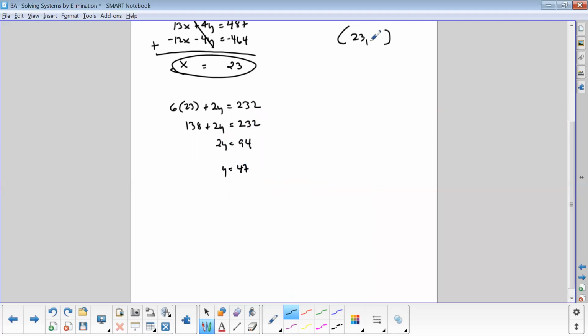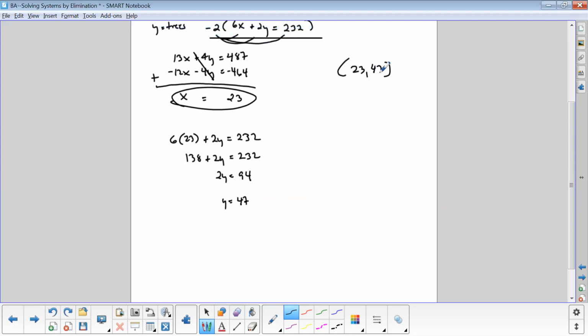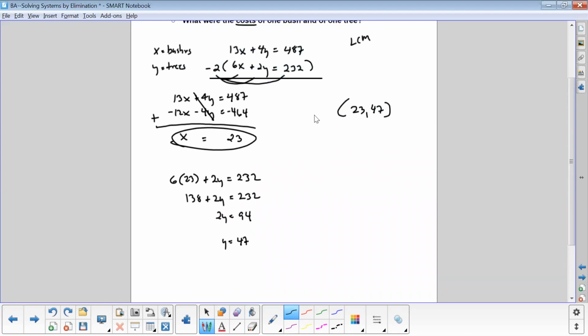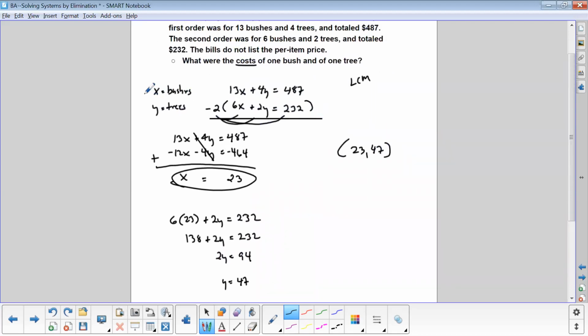So up here in my solution, I've got 23 comma 47. Now what does that mean? That means the cost of the bushes was $23 and the cost of the trees was $47.